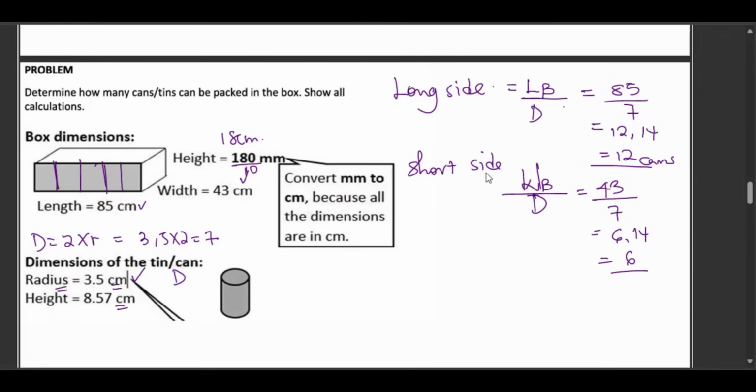Anyway, then what do we say? In the whole box, how many layers do we need? So this will be the height of the box divided by the height of the can. The height of the box is 18, divided by the height of the can, which is this much. Take note of that. 18 divided by 8.57. So this gives me 2.1. So in other words, we are taking what?